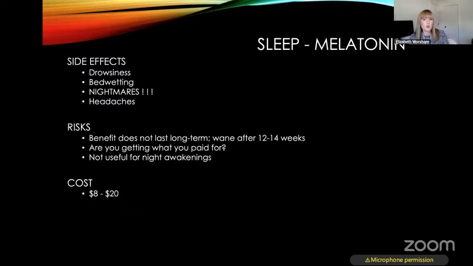Risks of melatonin, both over the counter and prescription. The benefit is not long-term. You can get tolerance, and what may work for a couple months may not work 3 to 6 months down the line. That isn't an end-all be-all. Some children, even kiddos with special needs, can be on melatonin, and it works great for years. Every kid is different.